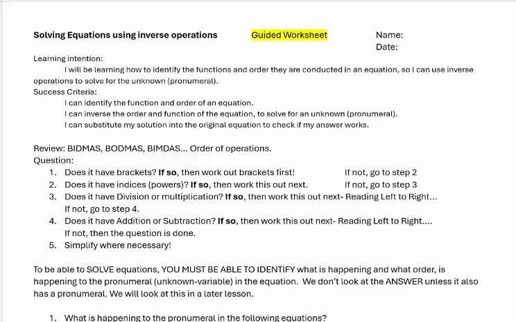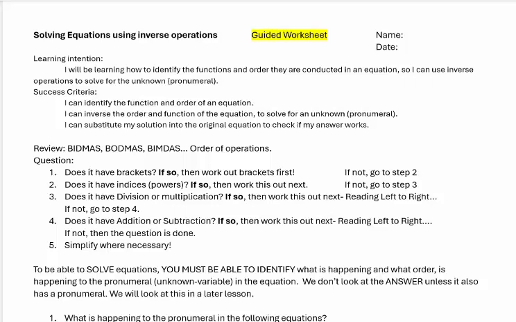Today you'll be learning firstly how to identify the functions and the order of those functions in an equation, and then you need to be able to do that so you can use the inverse operation to solve for the unknown, which we call a pronumeral. So that's the variable in an equation. Just remember, an equation has blah blah equals blah blah, whatever.